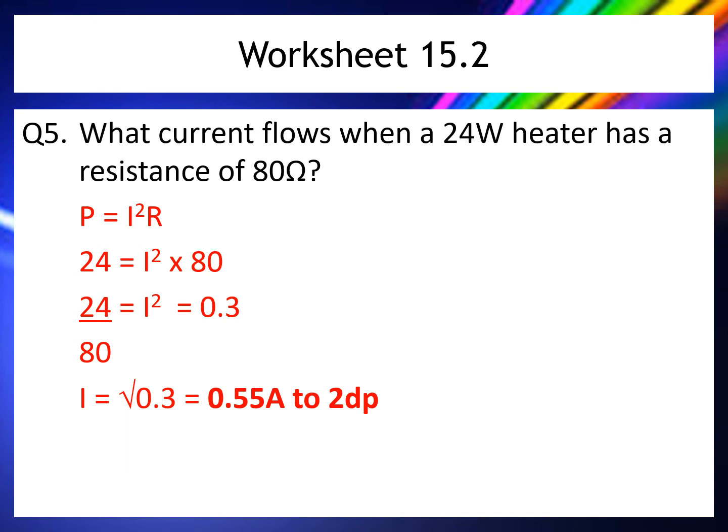Question 5 is much the same. Again, we've been asked to find the current. We've got a 24 watt heater and a resistance of 80 ohms. So once again, we put our numbers into the equation. 24 is equal to I squared multiplied by 80. We reverse maths to get 24 divided by 80 equals I squared, which is 0.3. But of course, this is I squared, and I now need to square root the answer in order to get I on its own. So the square root of 0.3 gives us 0.55 amps to 2 decimal places.